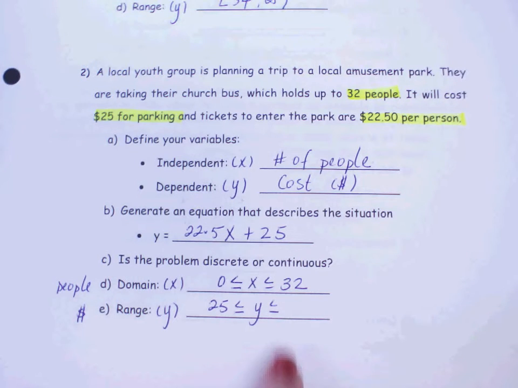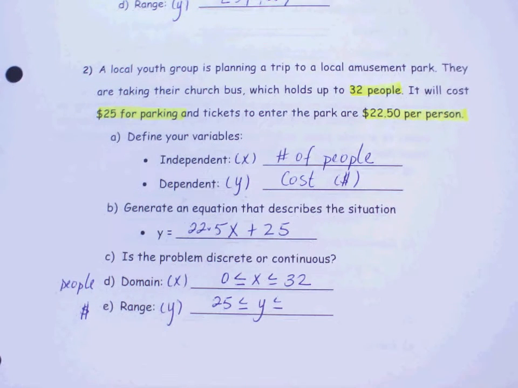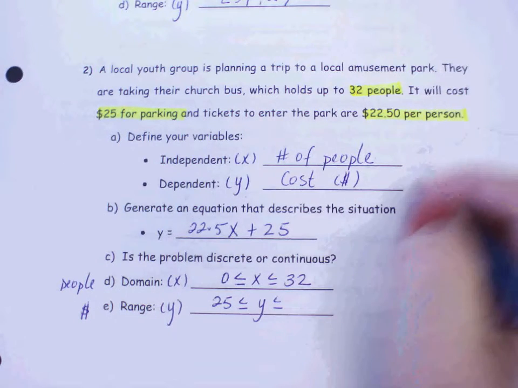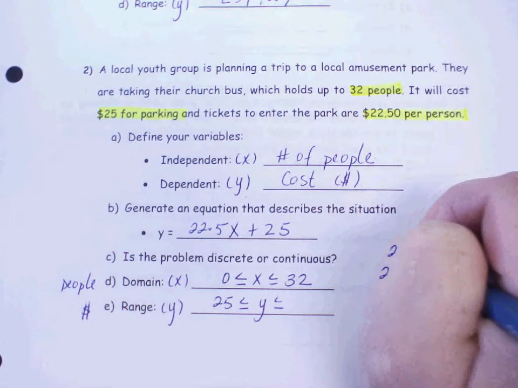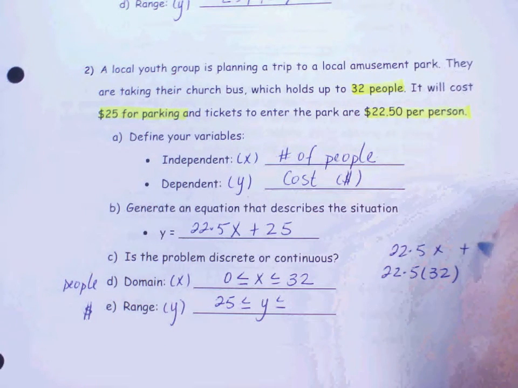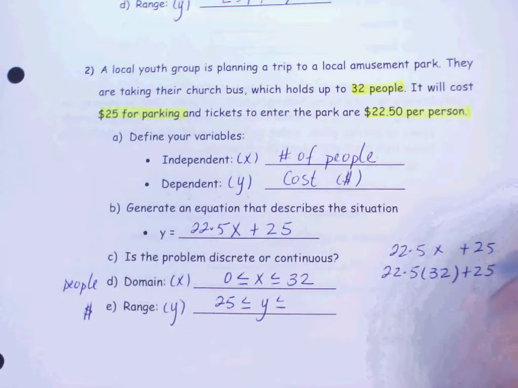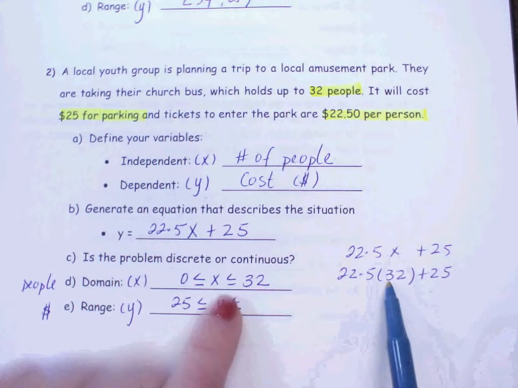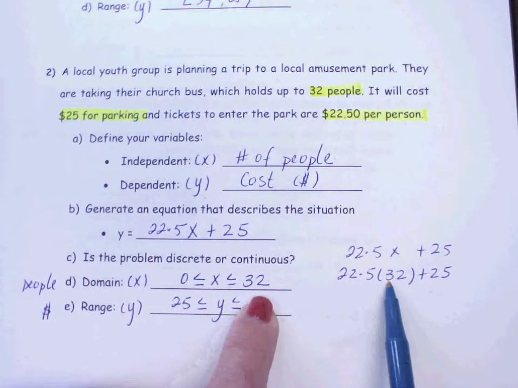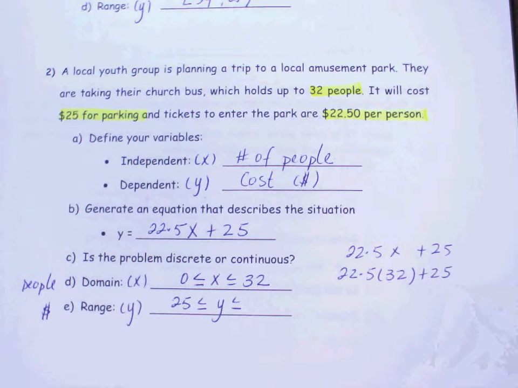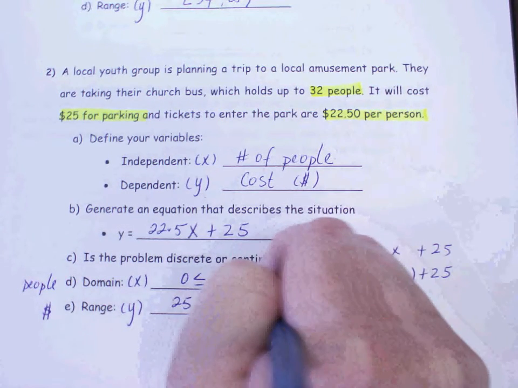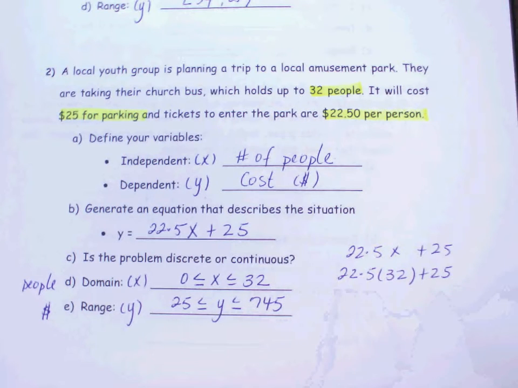So how do we do this? You can go to the table and go to 32, right? If you don't mind going all the way down to 32. But another thing that you can do is plug it in or substitute it, right? Instead of the x, what am I going to put? 32. So that would be 2250 times 32 plus 25, and that's 745. Now, if you don't want to do any of this, just go straight to the table, right?